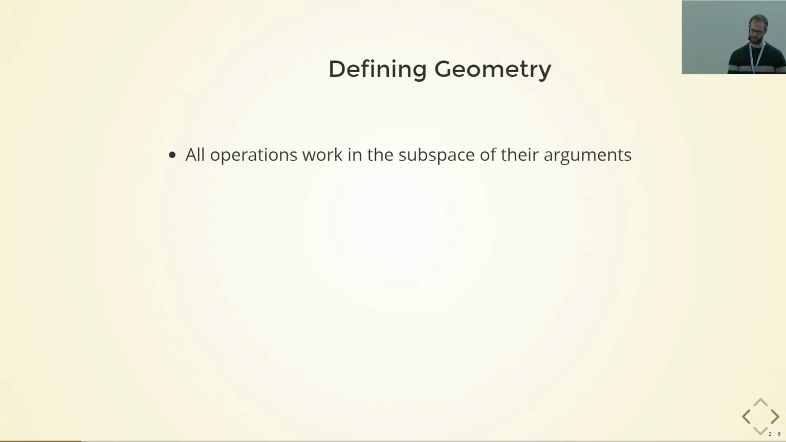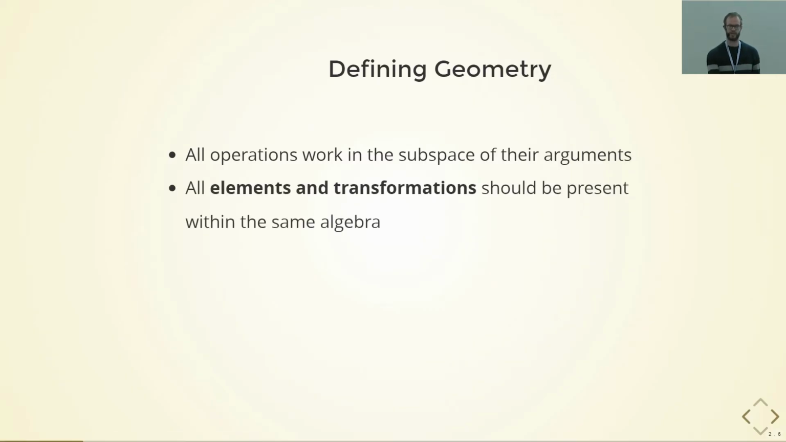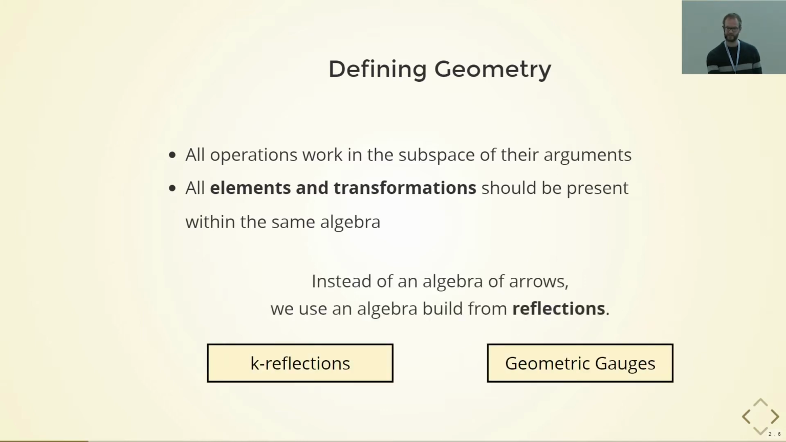So, first we need to define what I mean by geometry and what properties we want. So we want all operations to work in the subspace of their arguments. And we want to represent both elements and transformations within the same algebra. And instead of using an algebra of arrows, we want to use an algebra built up from reflections, because that turns out to behave the way we need. So there are two key topics I need to cover. That's something we call K-reflections and geometric gauges.